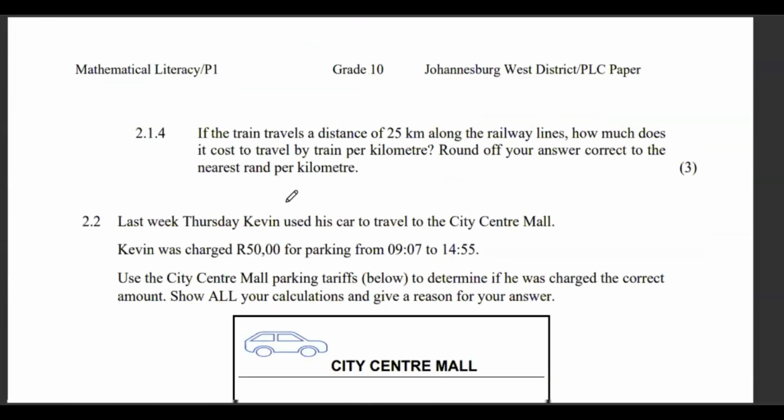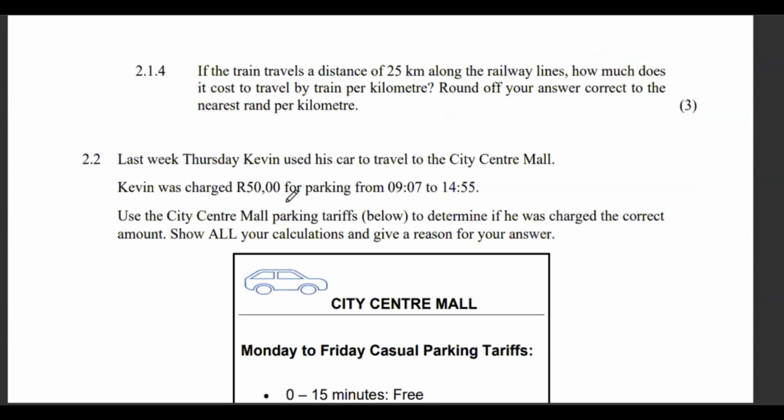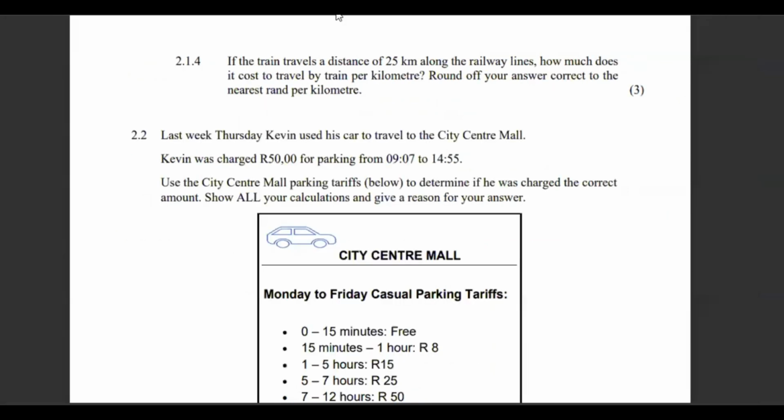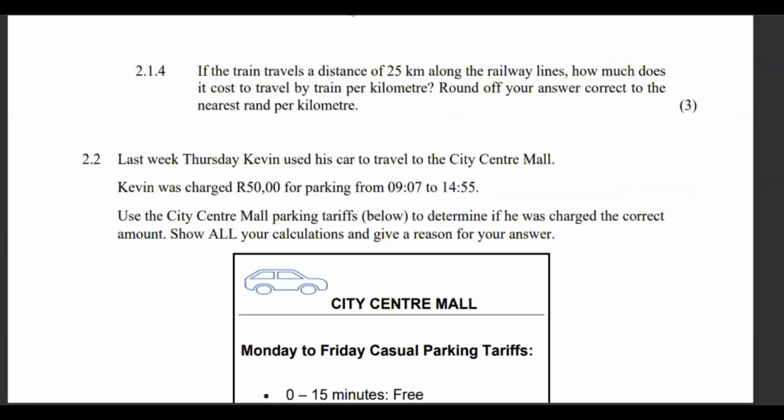All right, we look at 2.1.4. If the train travels a distance of 25 kilometers along the railway lines, how much does it cost to travel by train per kilometer? Now we need the cost per kilometer. That means you're going to get the money per kilometer.